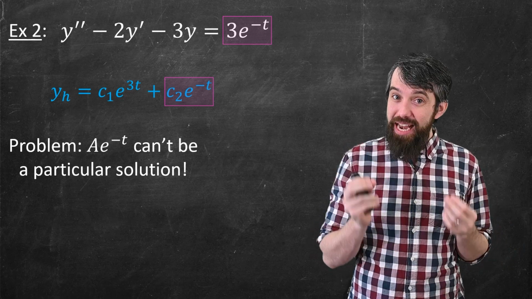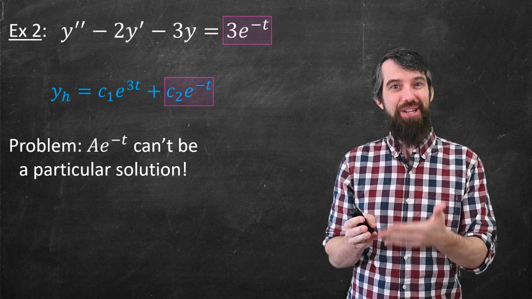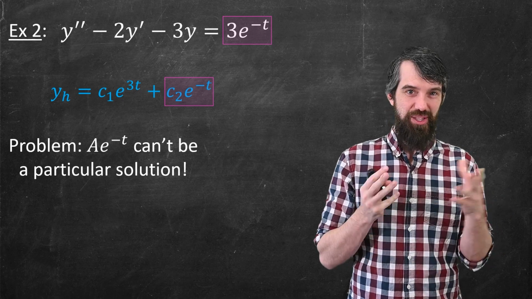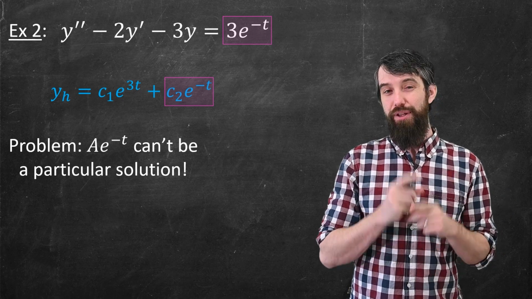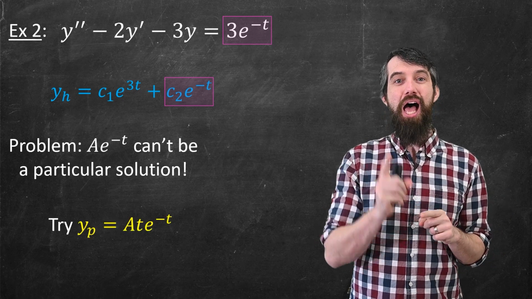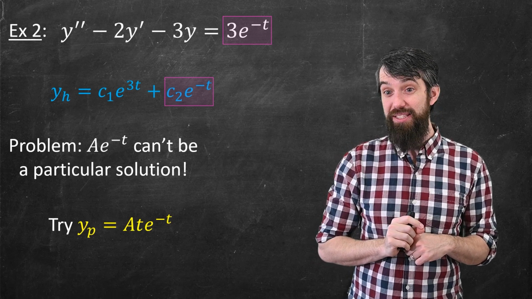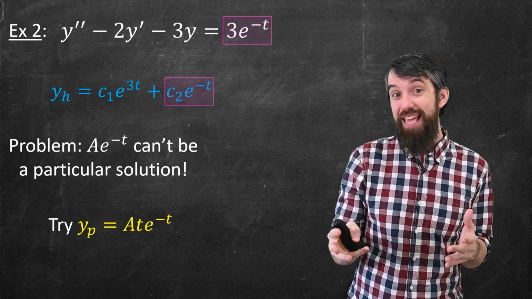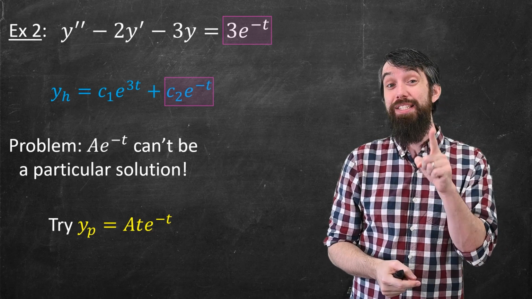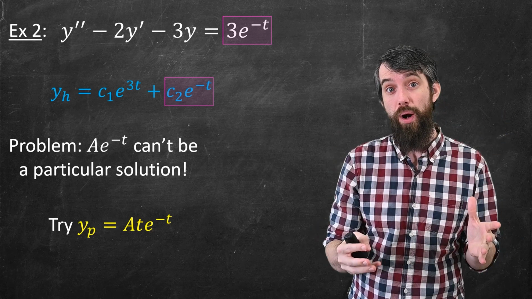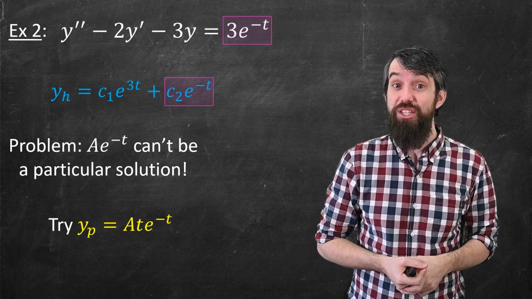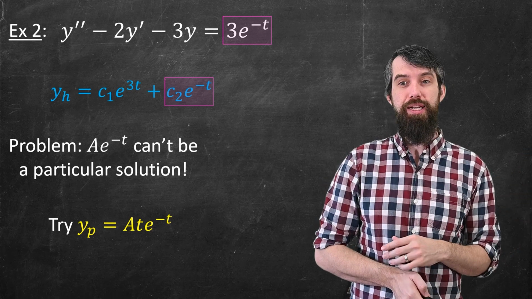We can do a very analogous trick to what we did when we had repeated roots for constant coefficient equations a little while ago. For my yp, I'm going to guess a times t e to the minus t. Basically, I said a e to the minus t can't work, but if I multiply by one more t out the front, maybe this will work. It's just a guess, right? Could be good, could be bad. Let's plug it in and see.